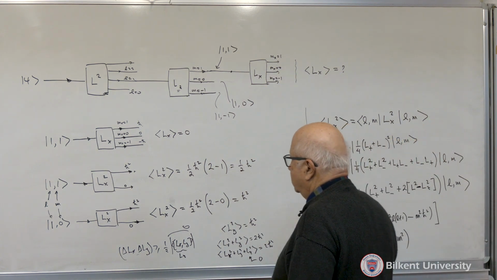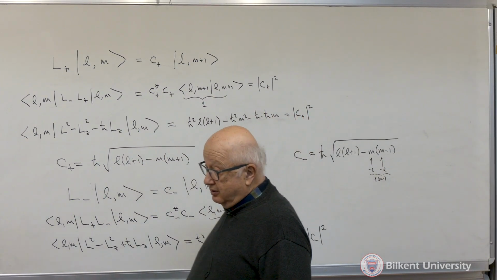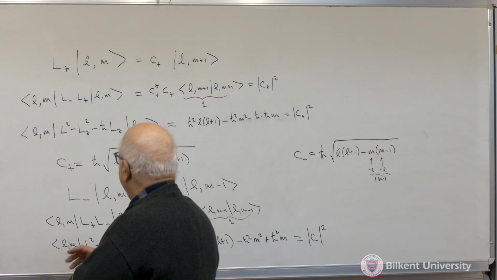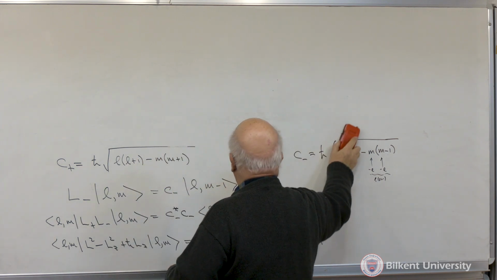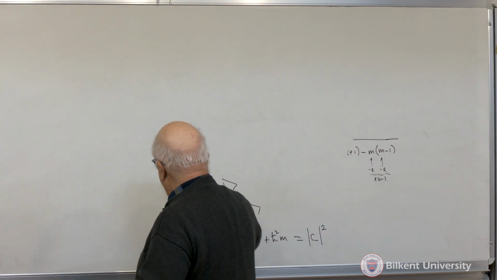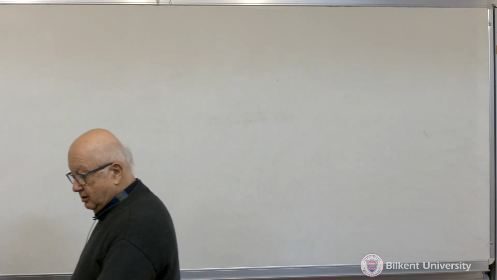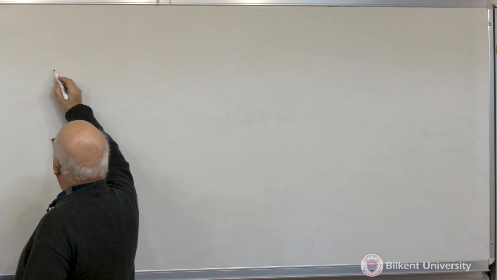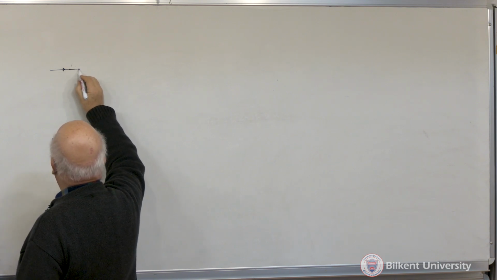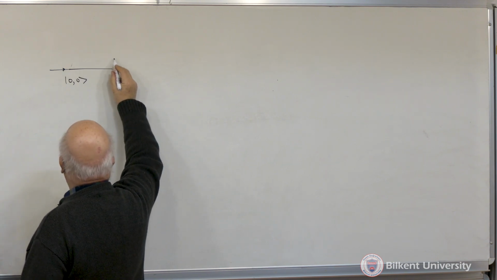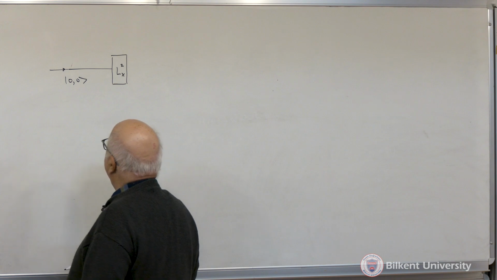Let's also put in a 0, state. Again, let's try to find out if we can fool the system. Okay, so this time I'm going to put a 0, state into an Lx squared.